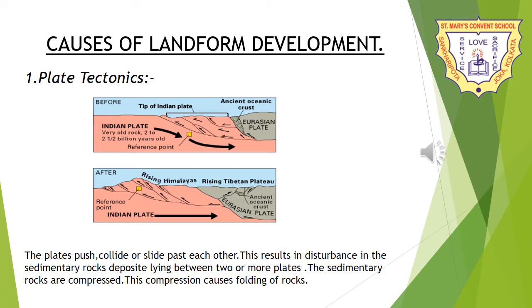Now here is a picture of the Himalayan mountain range that was formed by the folding of the rocks. The Indian plate was pushed beneath the Eurasian plate and this led to the rising of the Himalayas.